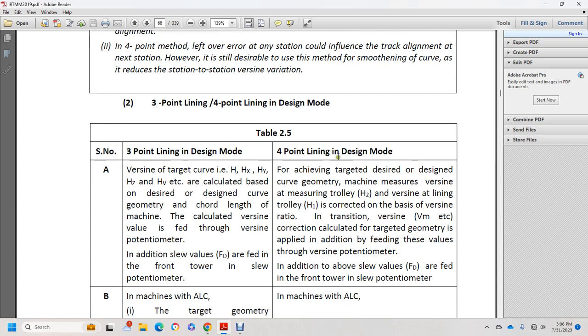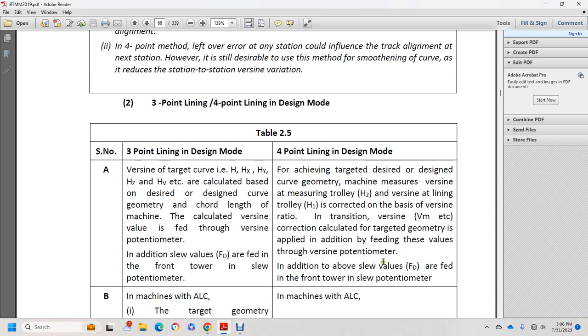And S number 4A, 4-point lining design mode: for achieving the targeted design with the curve, the machine measures the versine line measuring with trolley 2 and versine line trolley 1, corrected with the base of the versine line ratio for the transition versine line. The versine line maximum correction is calculated with the targeted geometry, applied with addition, feeding these values from the versine line parameter.